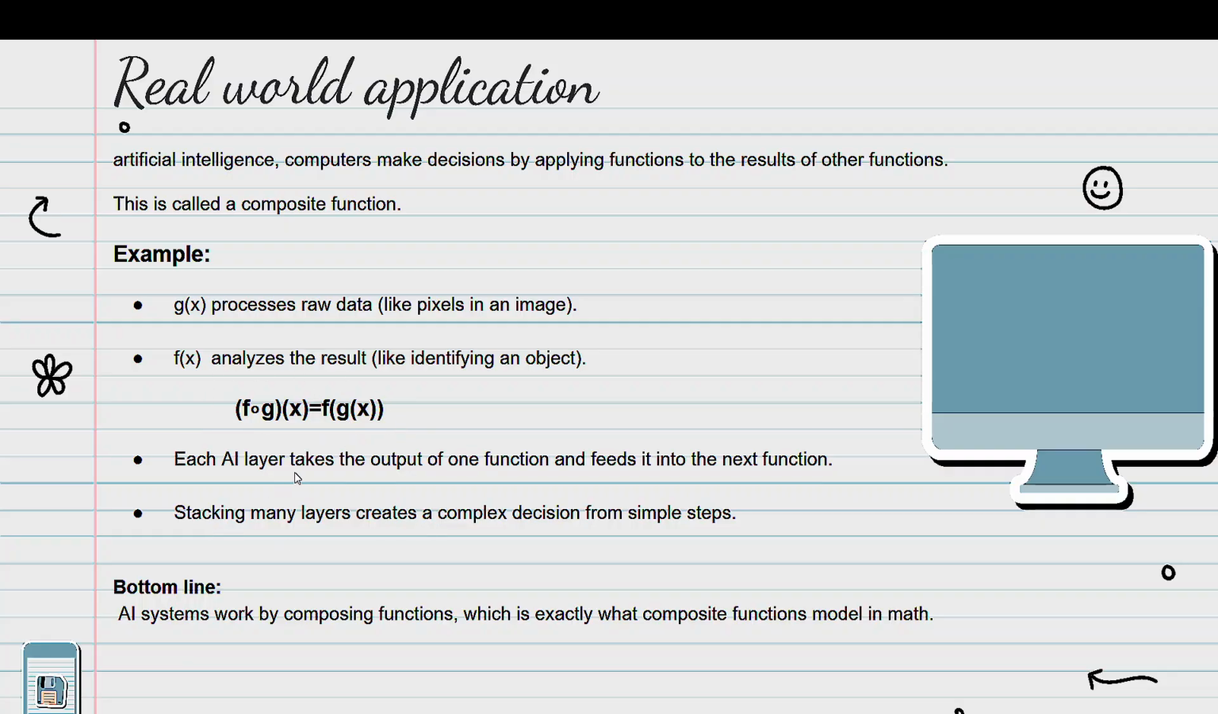So really, each AI layer takes the output of one function and feeds it into the next function. I hope that simplifies it, and it just keeps stacking and stacking. What is this little thing in there? What's the brand? What's that? Every little f and g of x just combines to get you the answer you're looking for. It happens in a quick second, so you never really truly notice it. So bottom line, AI systems work by composing functions, which is exactly what composite functions are in math. It's literally just combining functions, which is what today's topic, composite functions, is.